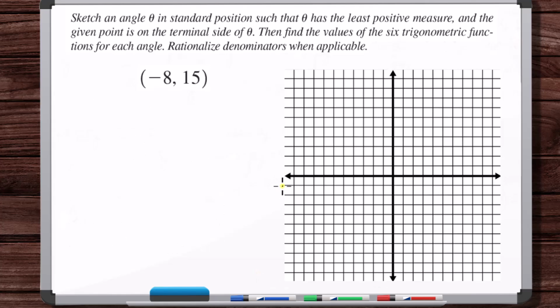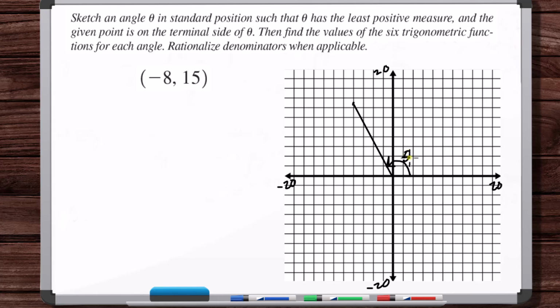Okay, same type of problem. Let's plot the point minus 8, 15. So minus 2, minus 4, minus 6, minus 8, and then 2, 4, 6, 8, 10, 12, 14, 15. Now we draw a line from the origin to that point. And so with this point, the angle that we want to evaluate trig functions of is defined.